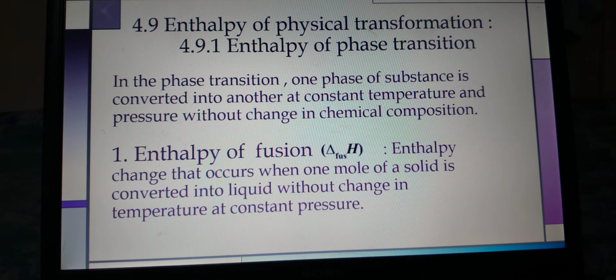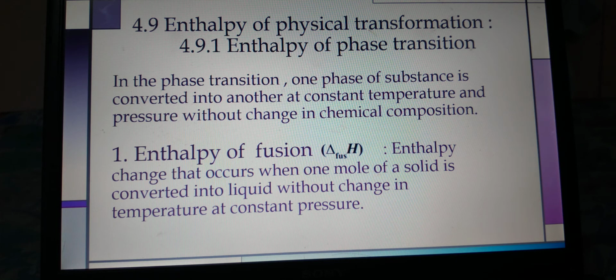Then what will actually happen? For that we first learn the enthalpy of fusion. The enthalpy changes that accompany phase transition processes are such as fusion, that is the melting of a solid, vaporization, and sublimation. These are some different terms. Among them we first learn the enthalpy of fusion, which is denoted by the symbol delta fus H. Now what is fusion?